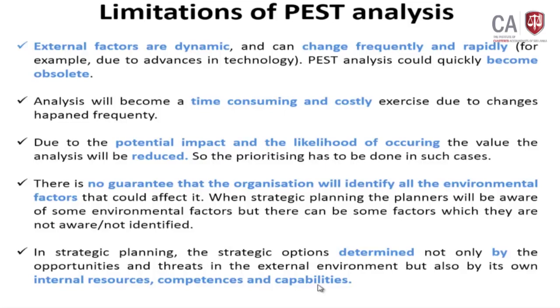Limitations of PEST. What are the limitations of PEST? External factors are dynamic and change frequently and rapidly, and sometimes a PEST analysis could quickly become obsolete due to a drastic change which happens instantly in the environment. Because of that, PEST can become obsolete sometimes.